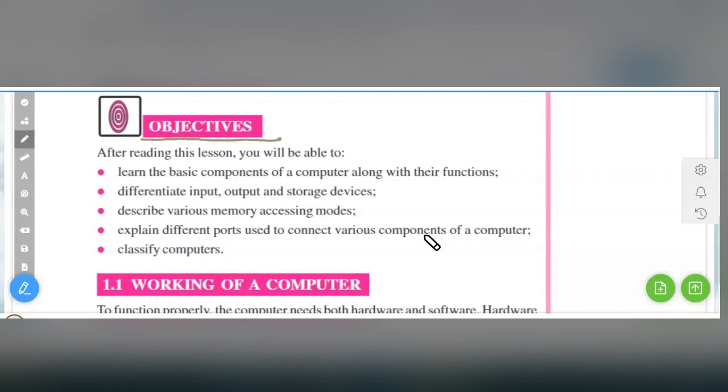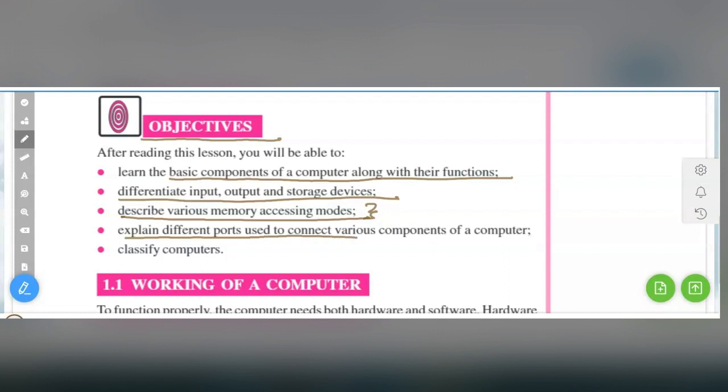After reading this lesson, you will be able to learn the basic components of a computer and their functions, differentiate input, output and storage devices. You will come to know which are the input and output devices and which are the storage devices. Describe various memory accessing modes, so you will learn about this also. Explain different ports used to connect various components of a computer, and classify the computer.